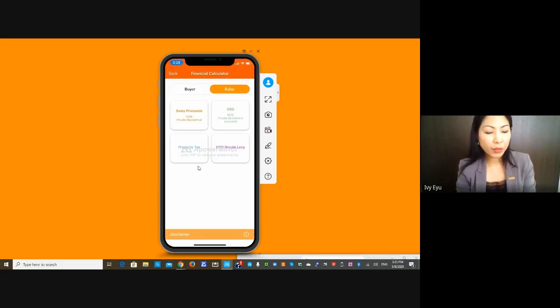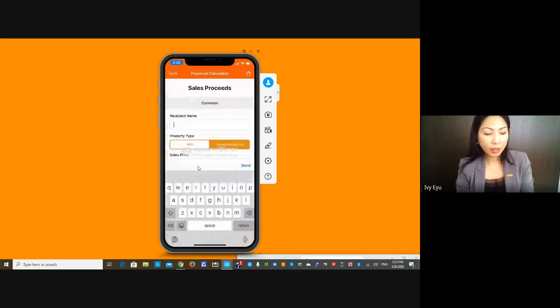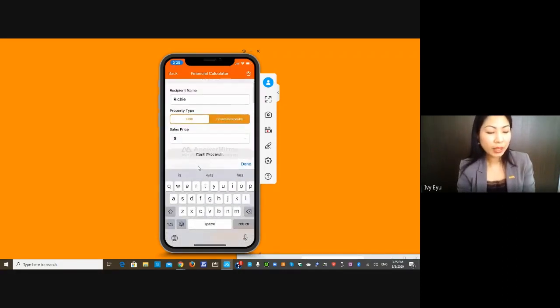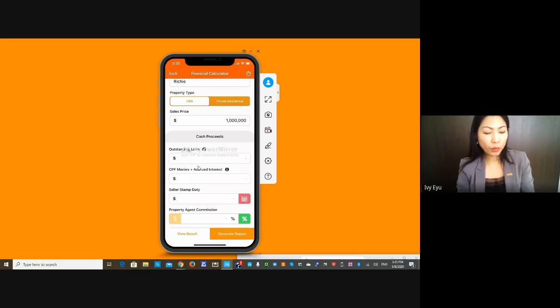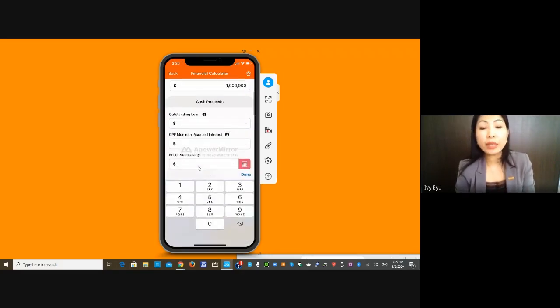And from the sales proceeds calculator, I input their name inside. Okay, Richie family, HDB sale price. The possible sale price I will look at is 1 million for selling their Bishan HDB. And then we move on here. They do not have any outstanding loan because it's already fully paid.